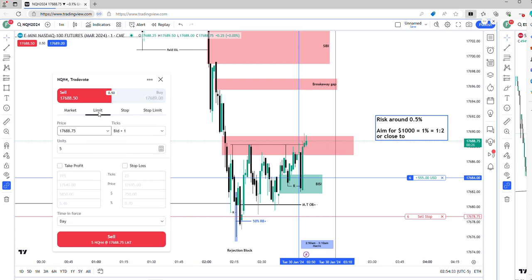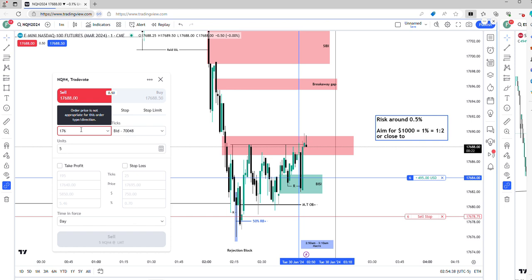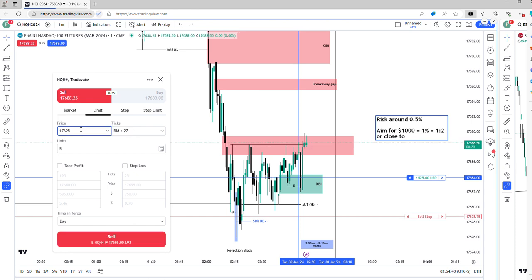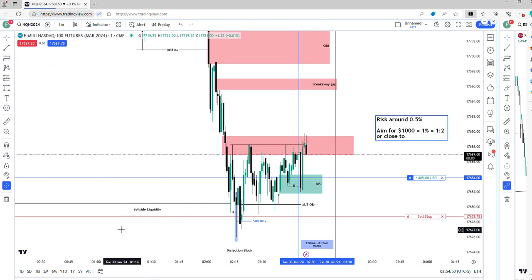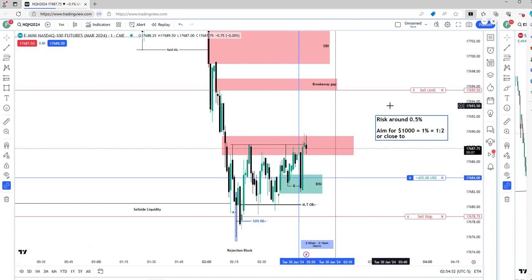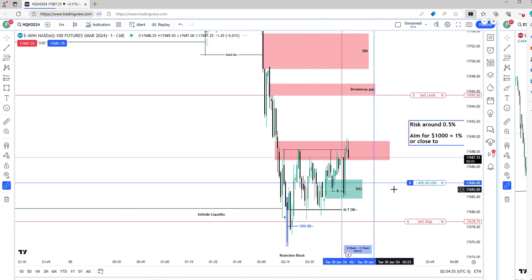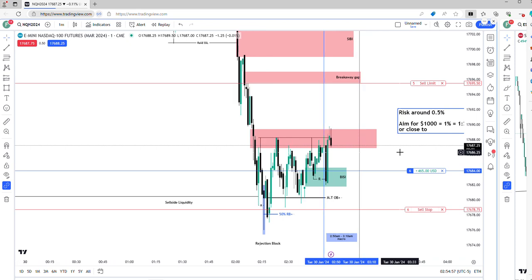17695.50. I'm assuming that'd probably be around that $1,000 mark. So we'll set the sell limit for that, and we'll just see what price is doing roughly around that point. So that's what we're looking at.